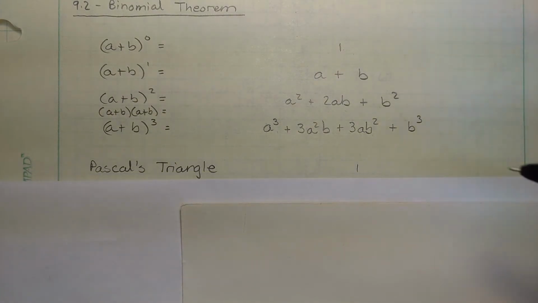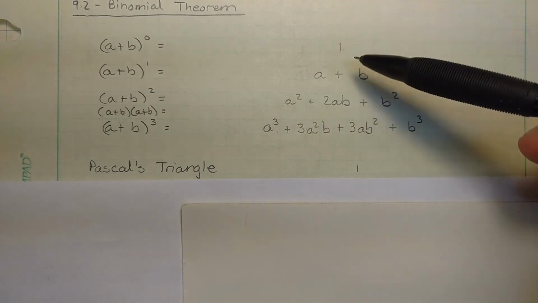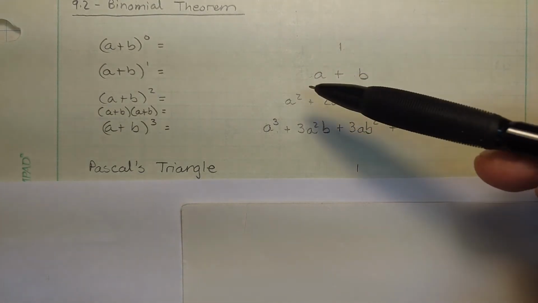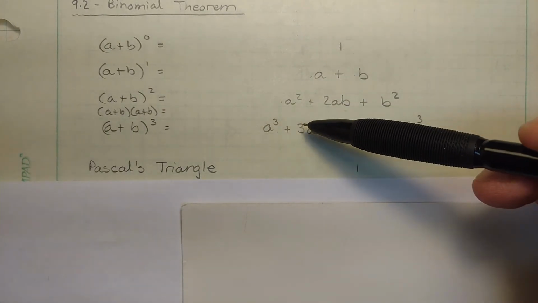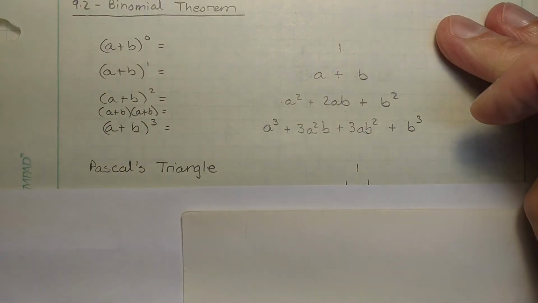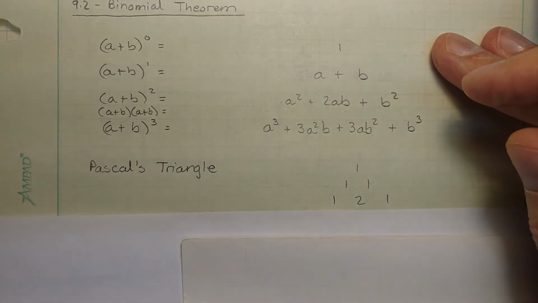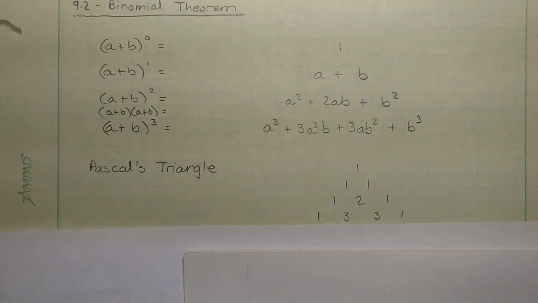And what we see is there is a pattern formed if we look at the coefficients of this. So this has a 1. Coefficients here are 1 and 1. Coefficients here are 1, 2, 1. Coefficients here are 1, 3, 3, 1. And if we write that, you can see this is forming a triangle. And here we get those first 4 rows of the triangle. And we can keep going with this triangle.